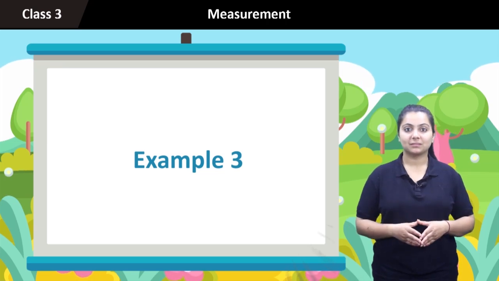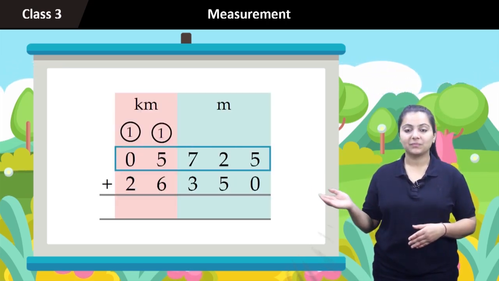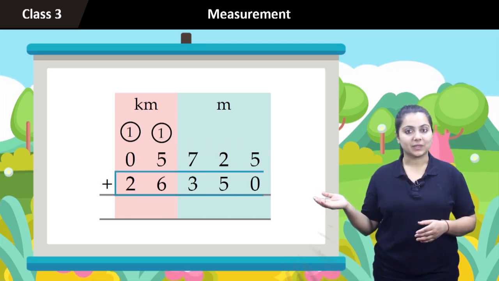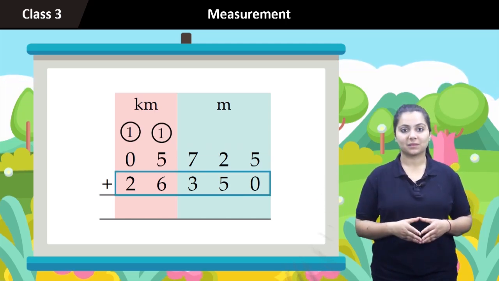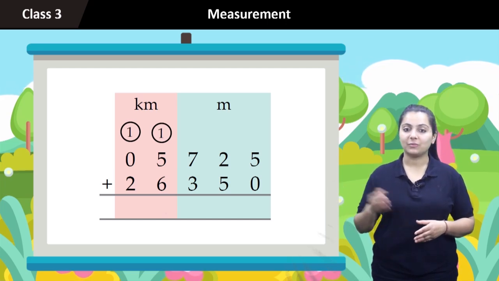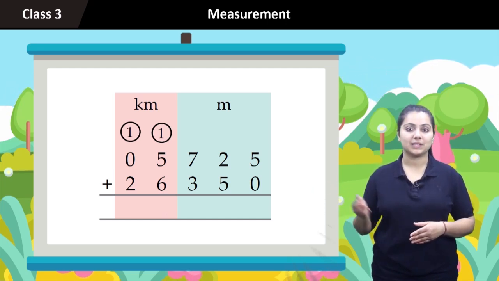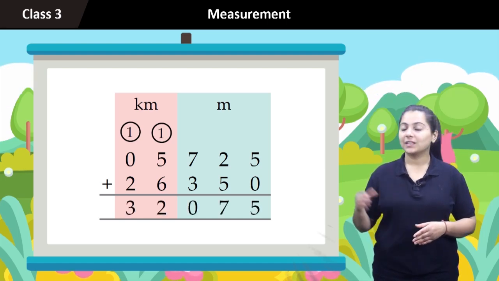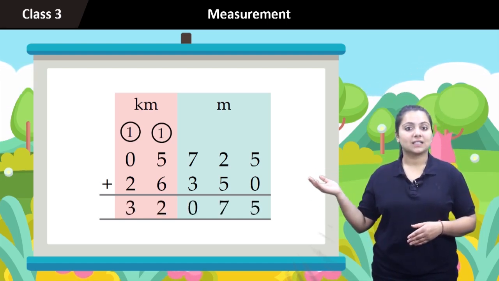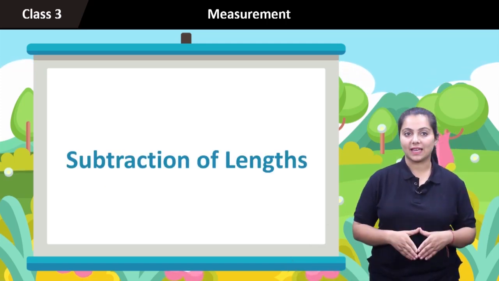Example 3. Add 5 kilometer 725 meter and 26 kilometer 350 meters. Thus 5 kilometer 725 meter plus 26 kilometer 350 meters is equal to 32 kilometer and 75 meter. Subtraction of lengths.